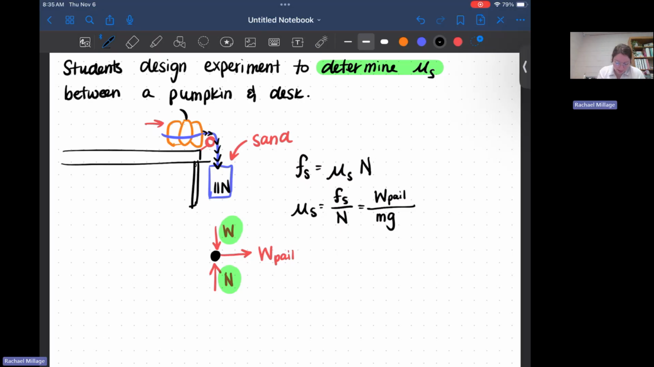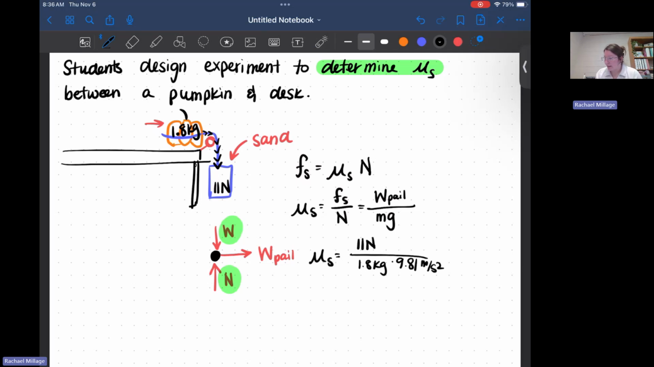Something that I forgot to label is the mass of our pumpkin. The mass of our pumpkin in the problem is a 1.8 kilogram pumpkin. So now I think I have enough to solve for my coefficient of static friction. Mu sub s equals the weight of my pail, which is already in newtons, so I don't have to do anything there, 11 newtons, divided by the mass of my object, which is 1.8 kilograms, times 9.81 meters per second squared.